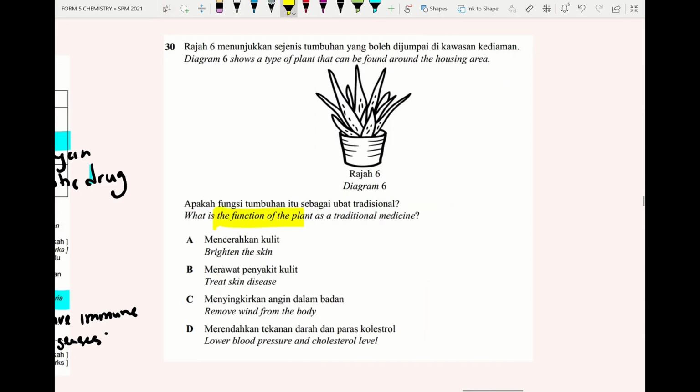What is the function of the plant used as traditional medicine? This plant is known as aloe vera. Aloe vera is used to treat skin diseases.